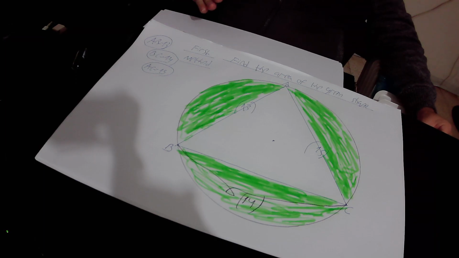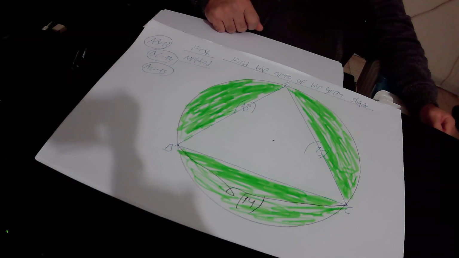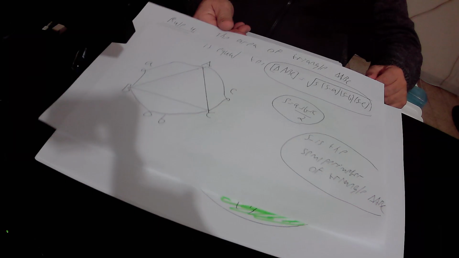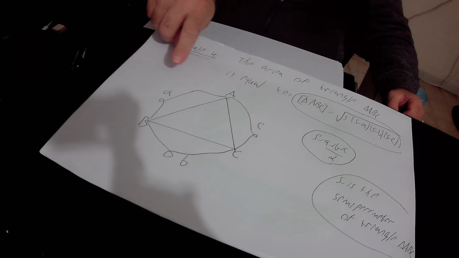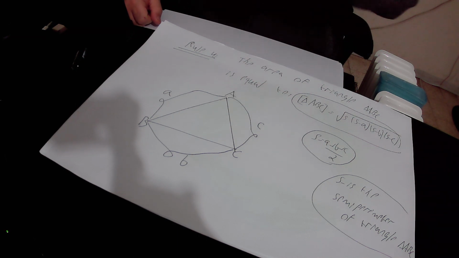Okay, so let's start with the first method. Actually, in the first method we have rule number 4. According to rule number 4, you can know the area of any triangle by the following formula. The area of triangle ABC: side AB of this triangle equals A units in its length, side BC equals B units, and side AC equals C units in its length.